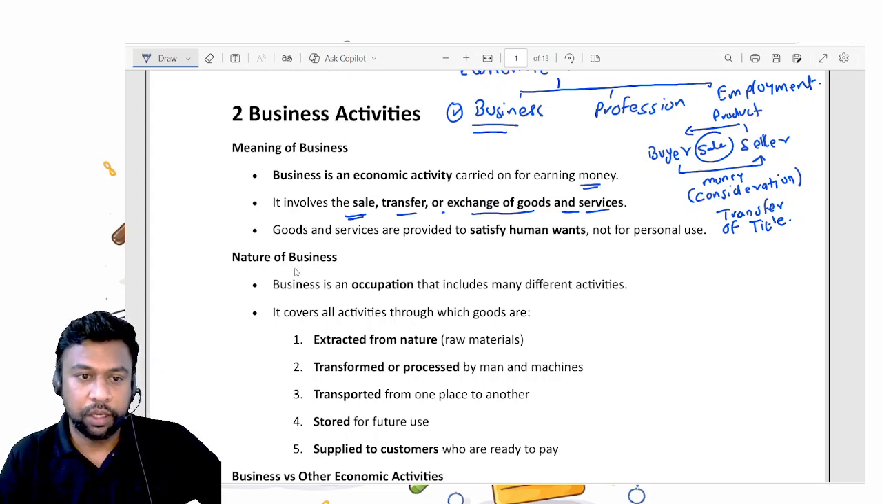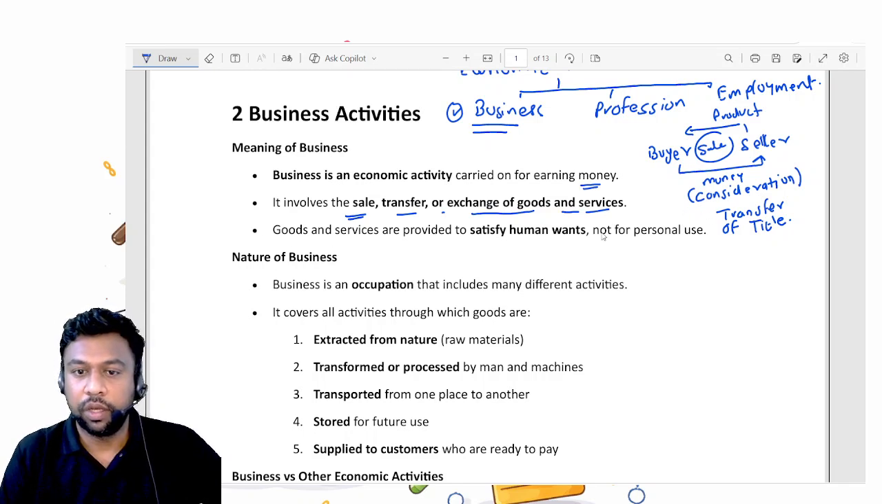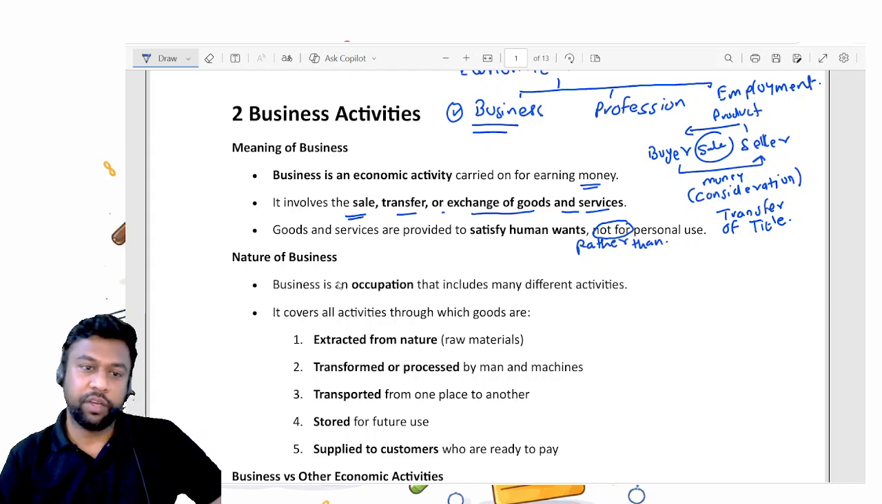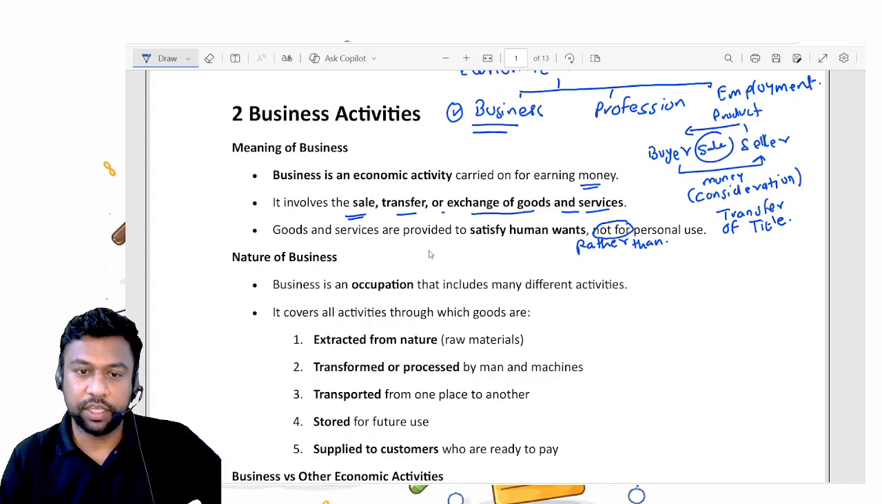Then, goods and services are provided to satisfy human wants, not for personal use. Now this one sentence is there in your exam, not for personal use. It is written as rather than personal use in the book. What is the meaning of this sentence? Goods and services are provided to satisfy human wants, not for personal use.